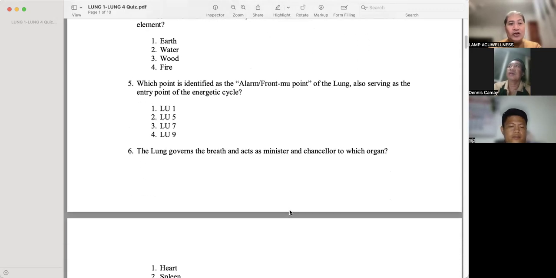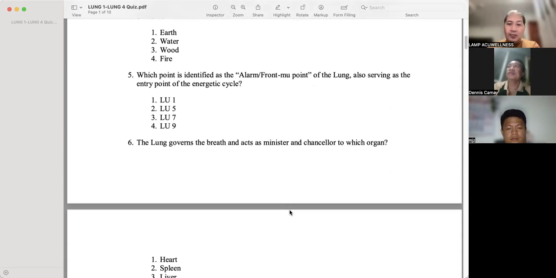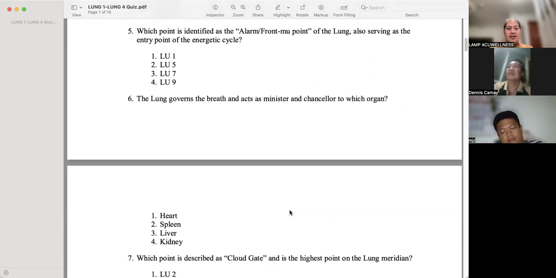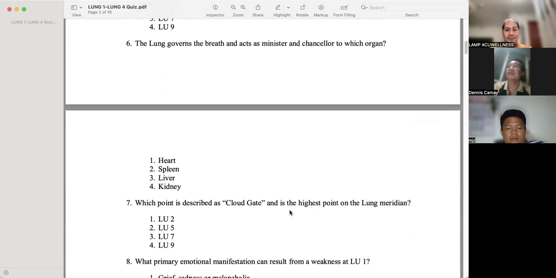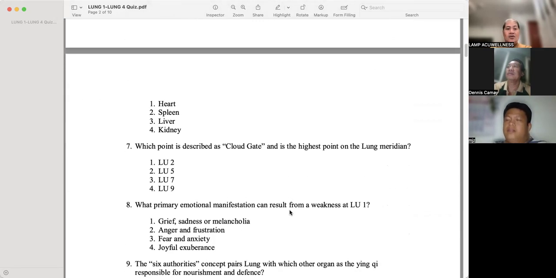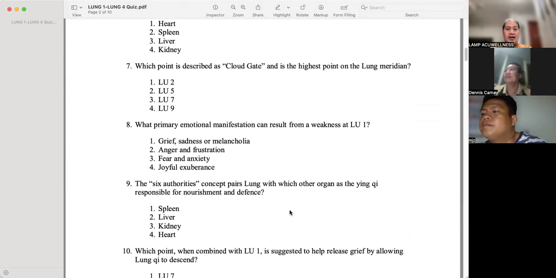Earth. Which point is identified as the alarm front point of the lung, also serving as the entry point of the energetic cycle? Lung 1. The lung governs the breath and acts as minister and chancellor to which organ? Heart. Which point is described as cloud gate and is the highest point on the lung meridian?